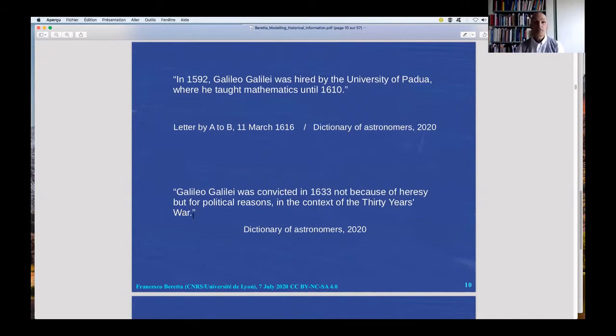Secondly, if you read in the same dictionary that Galileo Galilei was convicted in 1633, not because of heresy, but for political reasons, because it was the Thirty Years' War and the Pope and Spain and so on, and you read this in the Dictionary of Astronomy, this is knowledge. Of course, you can receive this also in Wikidata from the web in form of data, but you are speaking about knowledge, because this is factuality, it's causality, sorry. So I'm speaking about basic facts.